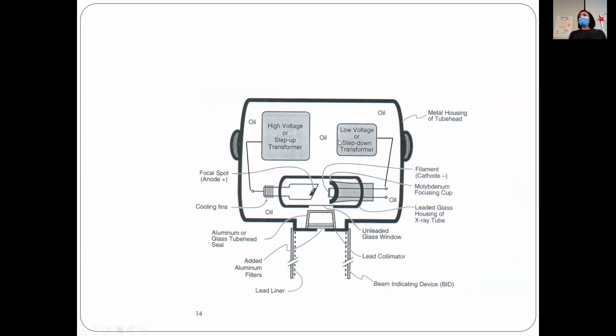So this is just a diagram showing that you have the low voltage or the step down. You follow the little line. It's connected to the cathode. And then we have the high voltage or step up. It is connected to the anode. Now, this will maybe throw a little bit of a loop. In reality, the step up is actually connected to both sides because you need that voltage to accelerate them over to the anode. This isn't showing it. I think the next one does.